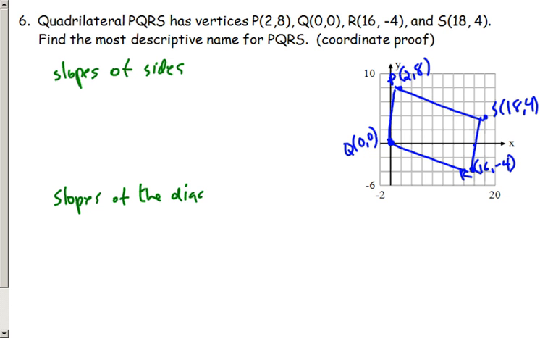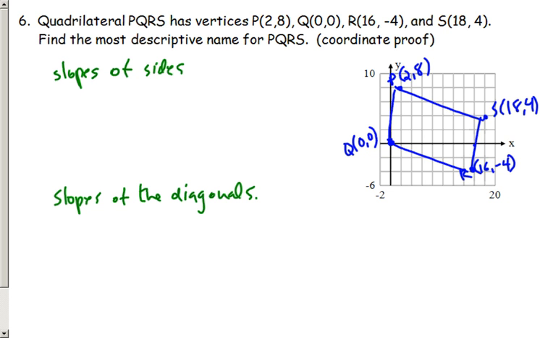And these things tell a story, okay? The slopes of the sides tell you if the opposite sides are parallel. It also tells you if the consecutive sides are perpendicular. The slopes of the diagonals indicate if they are perpendicular. So you're looking at this thing, it looks like it's probably a parallelogram of some sort. So let's try to determine which one it is, okay?